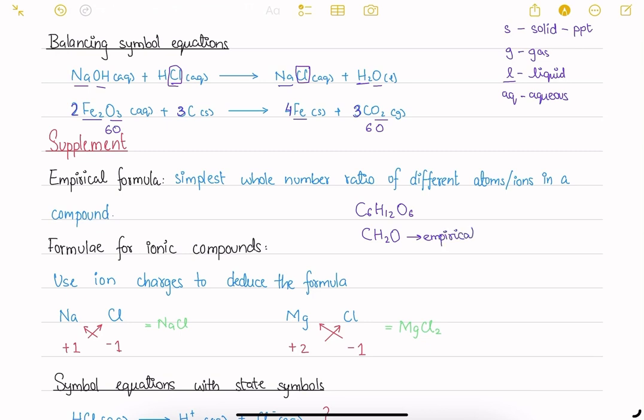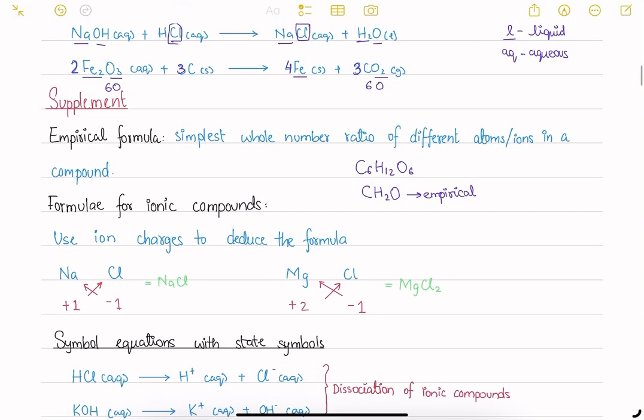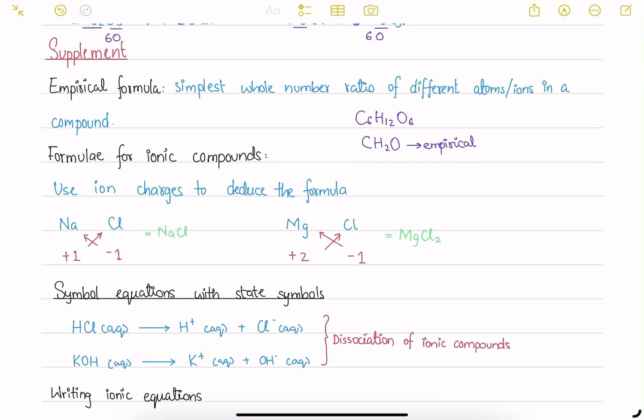Empirical formula. Okay. Then we have the formulae for ionic compounds. For ionic compounds, we use the ion charges to deduce the formula. Okay. So for example, we have NaCl.